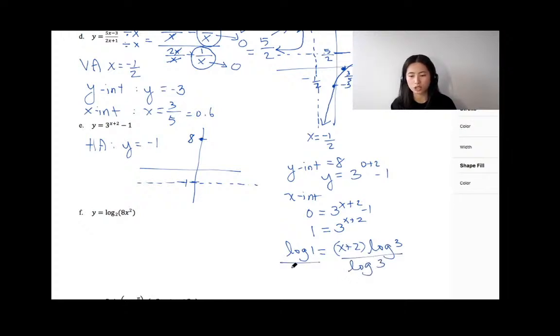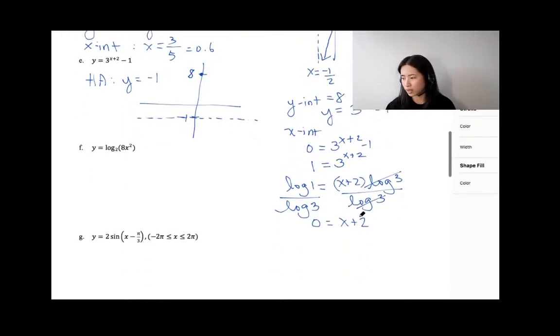Because you want to isolate just x. Just divide both sides by log 3. You don't really need to expand this. So log 1 is actually 0, so 0 divided by whatever log 3 is, you're going to get 0, which is equal to x plus 2. Moving 2 to the opposite side of the equation, you're going to see that x is equal to -2. So in that case, your x-intercept is going to be right here, which is -2.